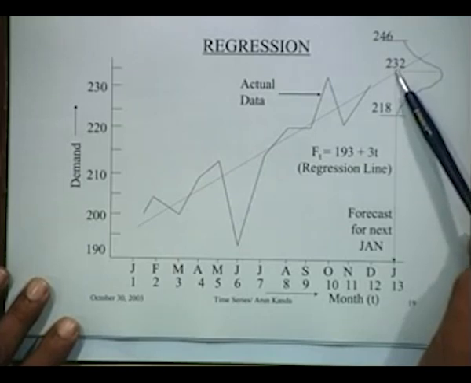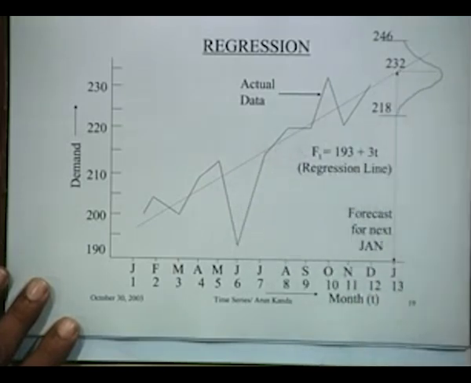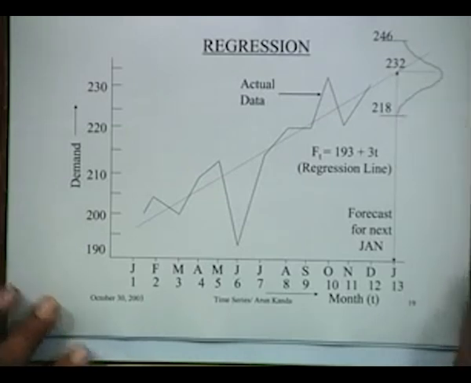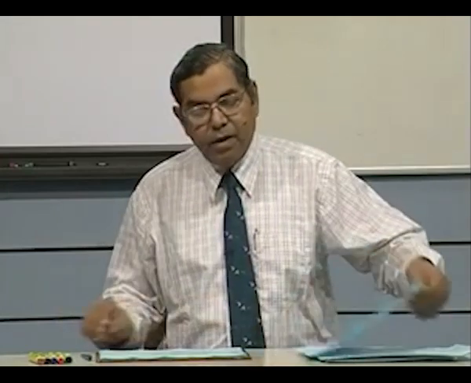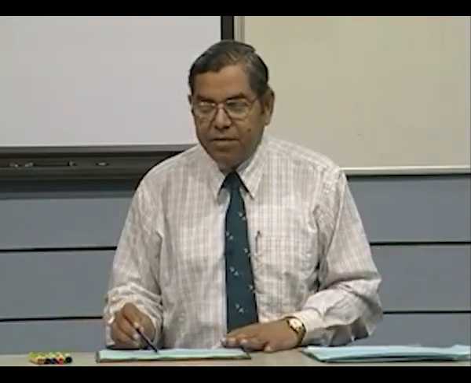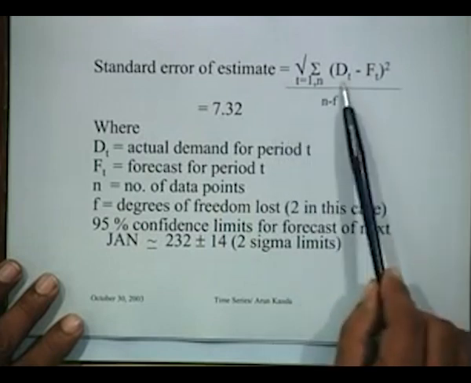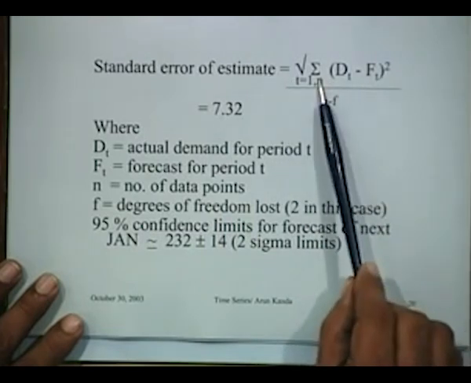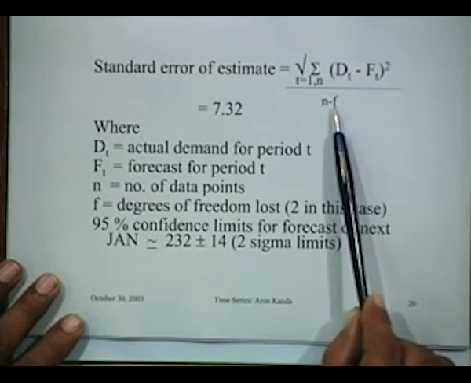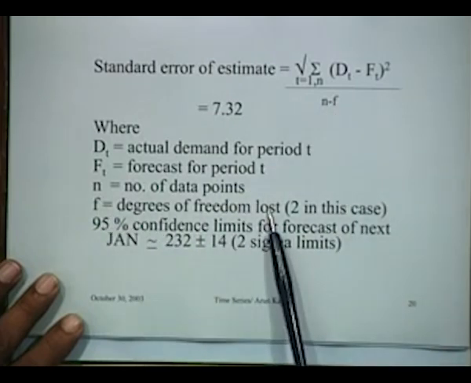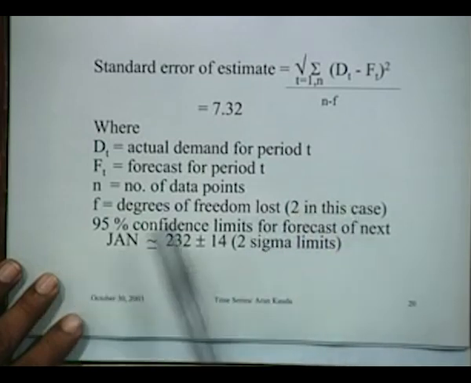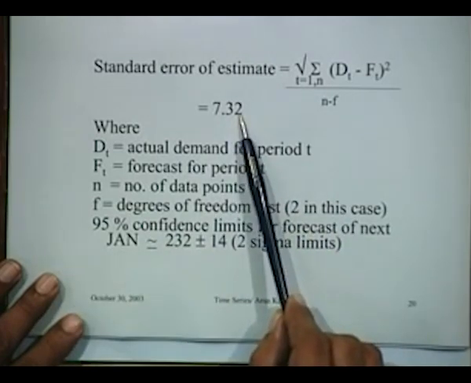And what we can do is, from the errors we can also estimate the standard error of estimate, and find out the range in which the forecast will lie. The standard error of estimate for this example, demand minus forecast, is the error. So sum of the squares of the errors divided by n minus f, where f is the number of degrees of freedom lost, which is equal to 2 because two parameters a and b were estimated. So this comes out to be approximately 7.